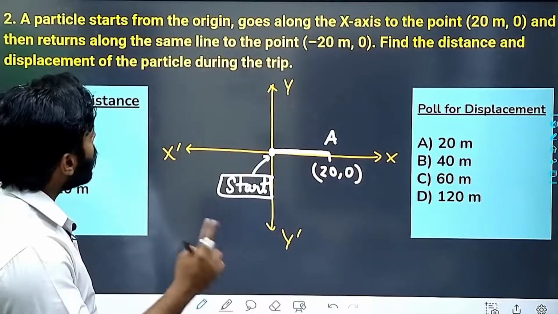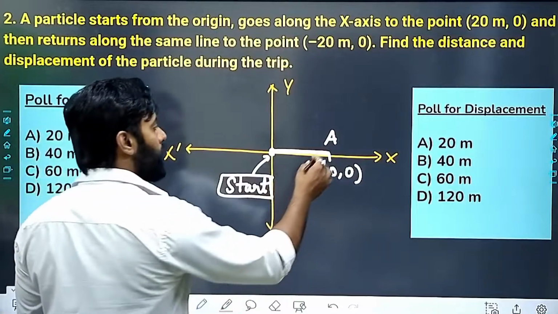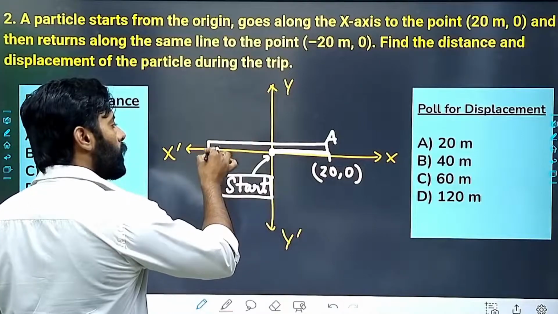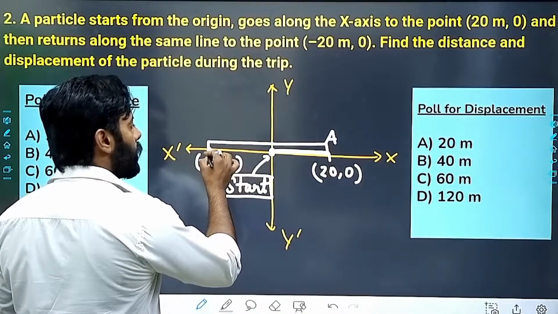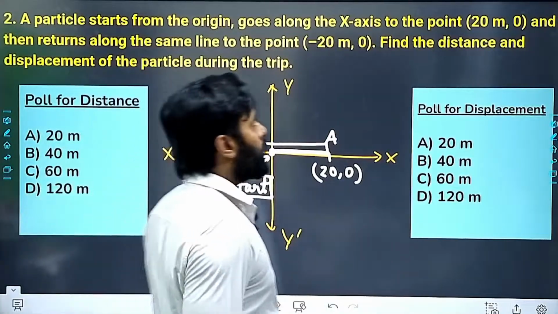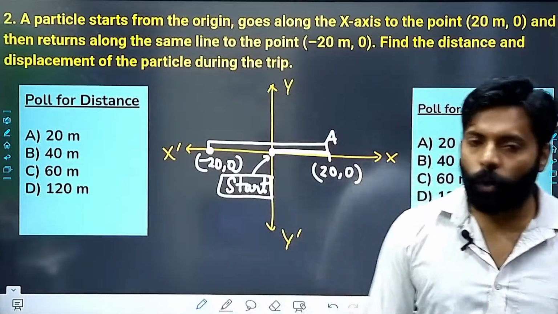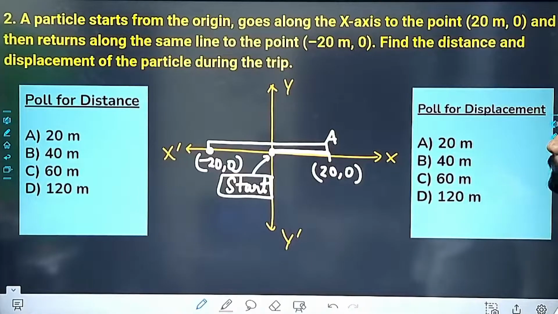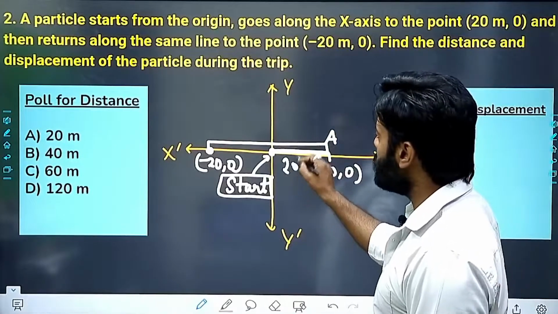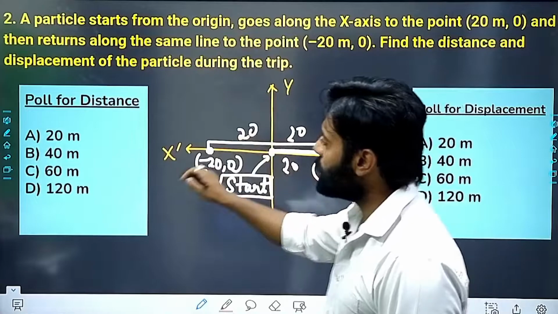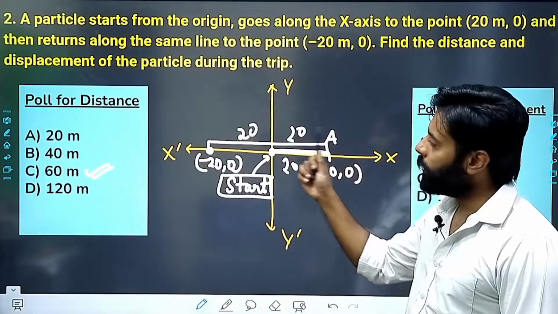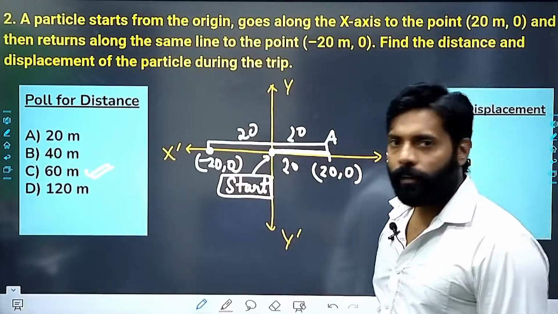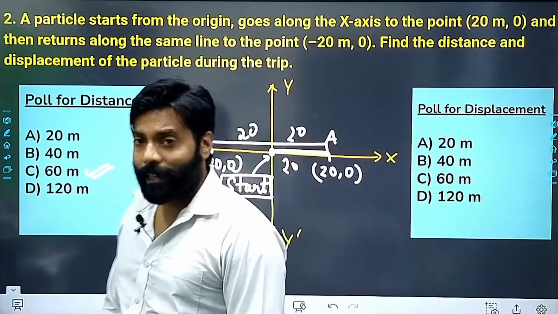And then returns along the same line to minus 20, 0. Okay. So you have to find out what is the distance and what is the displacement. So distance will be here, it is 20, 20, 20. So distance is 60. 20 going here, 20 going back, 20 going here, right? So total distance will be 60.